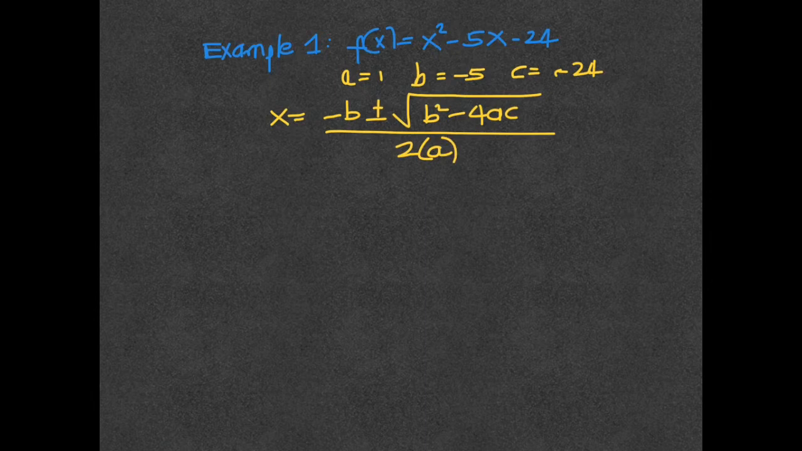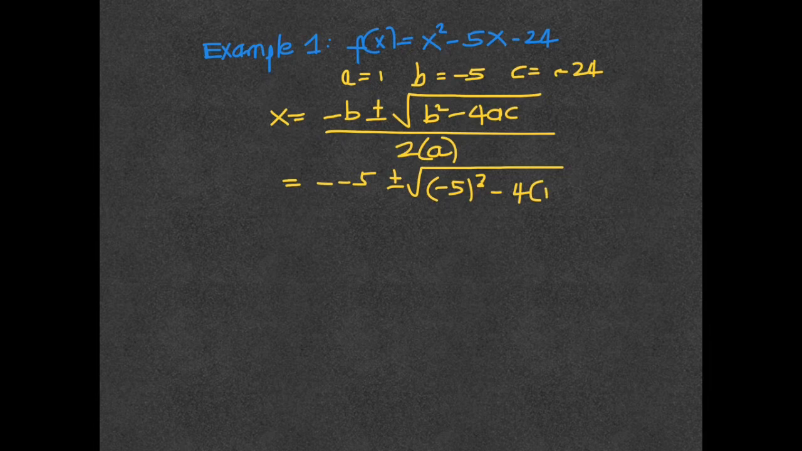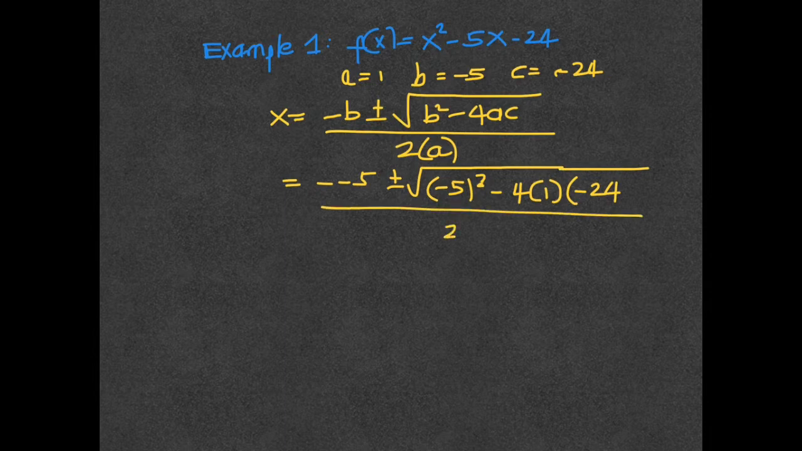Now we're going to substitute the values of a, b, and c into our formula. So we have negative of b, and b is negative 5, so negative of negative 5, plus or minus the square root of b squared, and b is negative 5, so negative 5 as a quantity squared, minus 4 times a is 1, and times c is negative 24, all over 2 times 1. That's 2 times 1 for a.